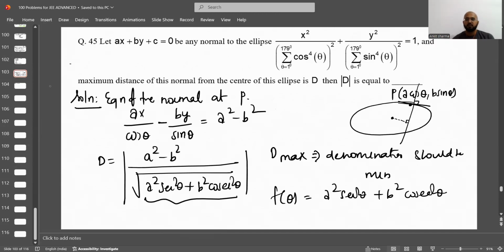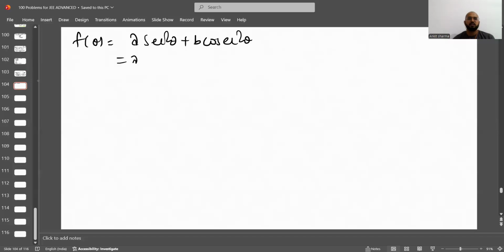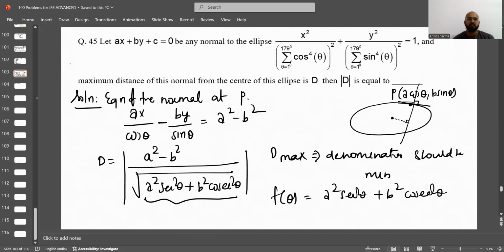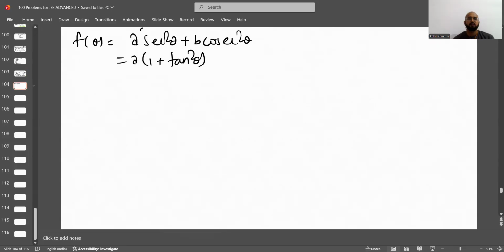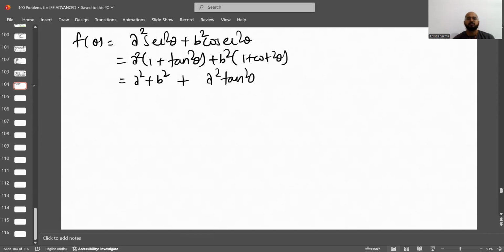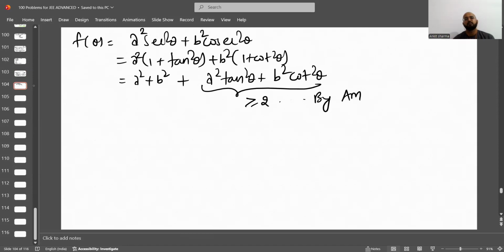Now, a square secant square theta could be written as a square into 1 plus tan square theta, and b square cosec square theta can be written as b square into 1 plus cot square theta. Now I can write down a square plus b square plus a square tan square theta plus b square cot square theta. Here I know that this quantity is going to be greater than or equal to 2, by AM-GM inequality.